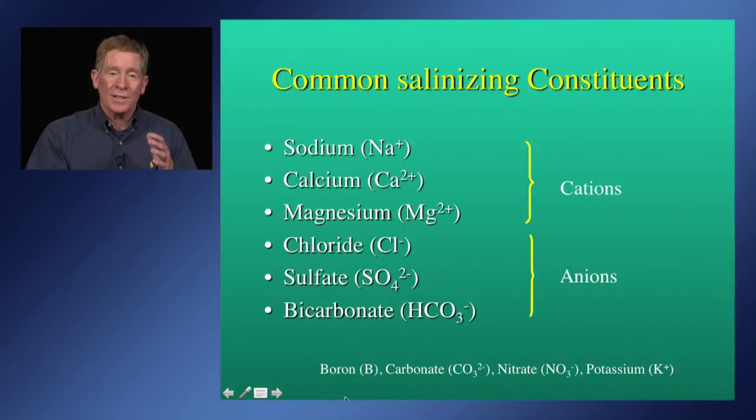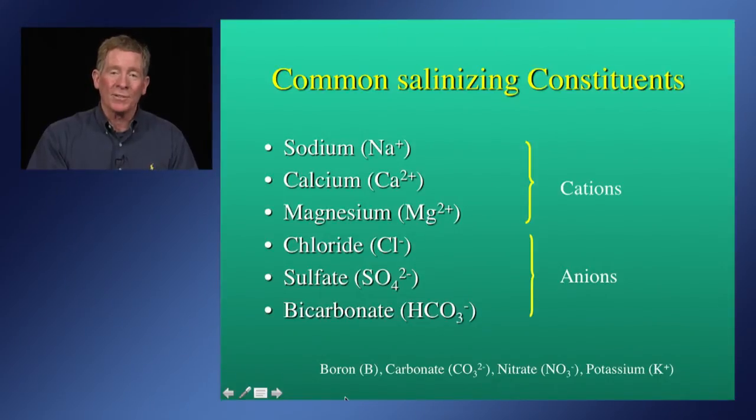Now, once the salts get into the irrigation water or the soil water, they dissolve into ions. They dissolve into cations, and the most common salinizing cations are sodium, calcium, and magnesium, and they also dissolve into anions, which are chloride, sulfate, and bicarbonate. These are the main salinizing ions. What varies is the concentration of these constituents as well as the ratio of the different constituents.